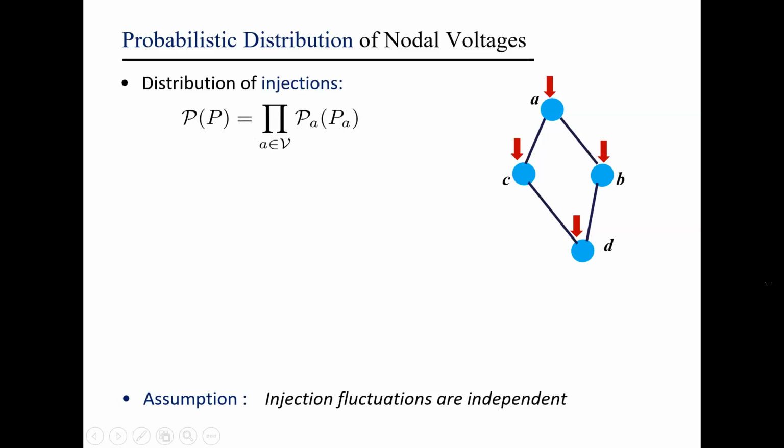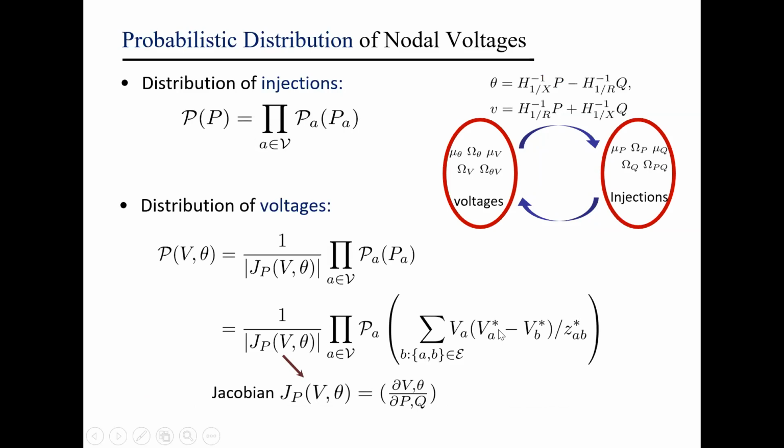Now, as I mentioned, there are these static power flow relations, which represent a relationship between the voltage angle theta and magnitude of the voltage with active and reactive injections. And this represents a map between the statistics of voltages and the statistics of injections. Using this linear relation, you can represent the distribution of voltages. This is nothing but a change of variables from P to V and theta through the Jacobian and the power flow equation. So this is where the power flow equations impact the distribution of voltages.